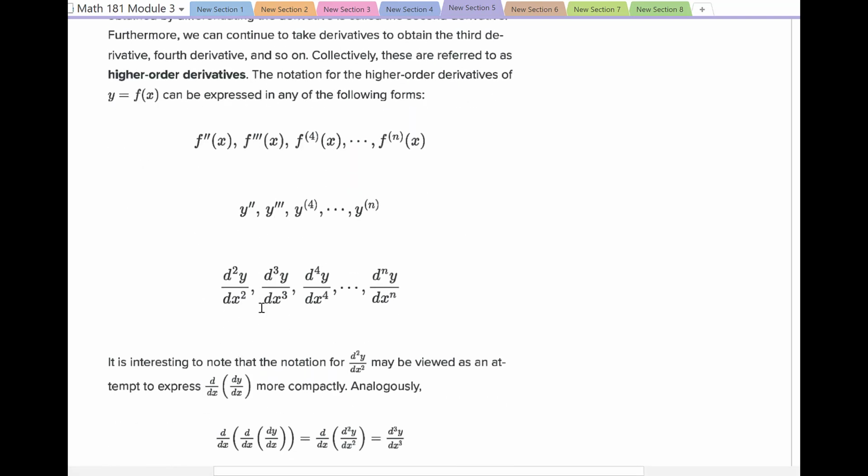So these are all similar notations. They mean the same thing: second derivative, third derivative, fourth derivative, and so on.